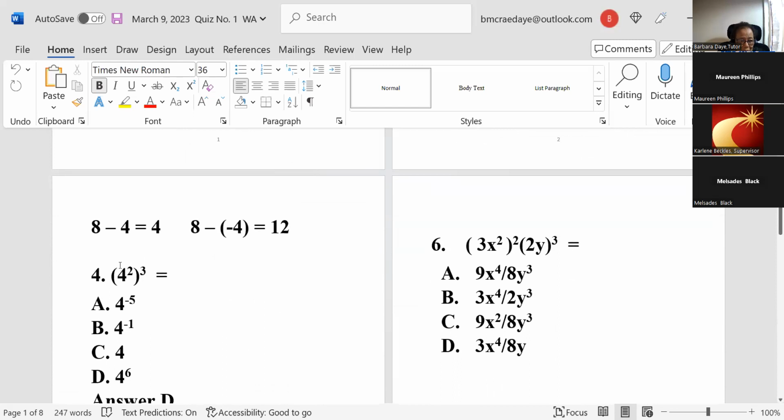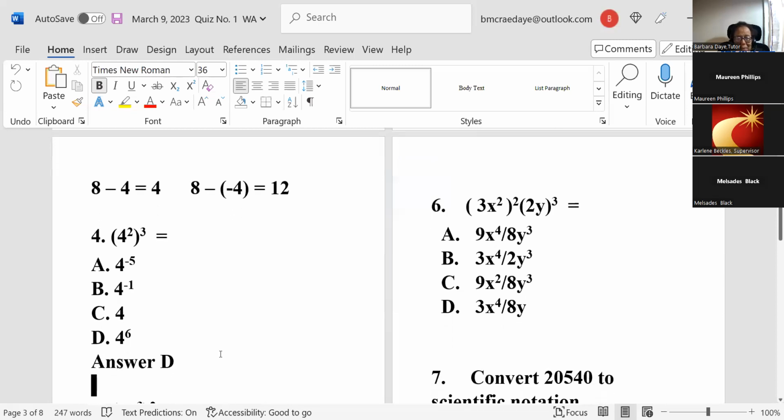That's different from a power raised to a power. In other words, a power in the parentheses and one outside. That's different. So when you have a power to a power, you multiply the powers. And that's what Maureen did. 3 times 2 is 6. That becomes 4 to the 6. That clear, Mercedes? Yes, Miss Barbara. Thank you. I think you had that one incorrect.